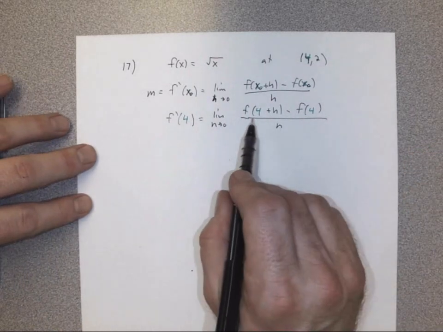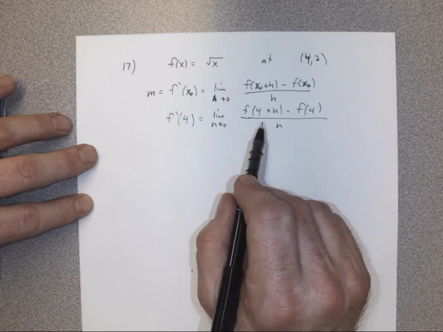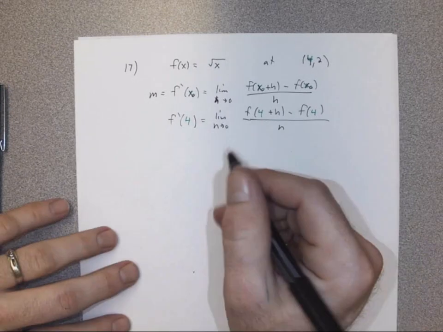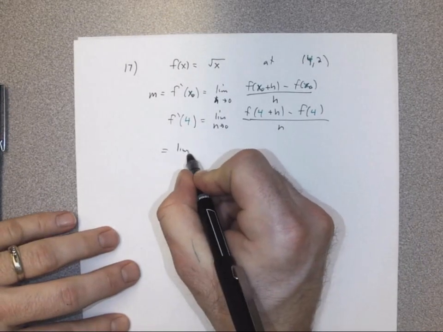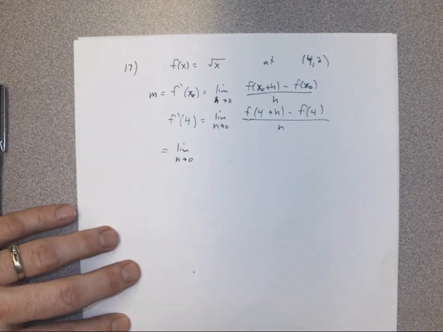Ooh, careful! You can't root additions. The square root of a plus b is not the square root of a plus the square root of b. It works for products, but not additions. We have to be a little careful with our algebra. Well, h goes to 0, but we can't plug it in yet. Let's talk about what happens first.